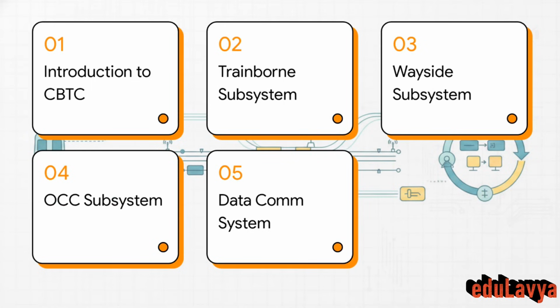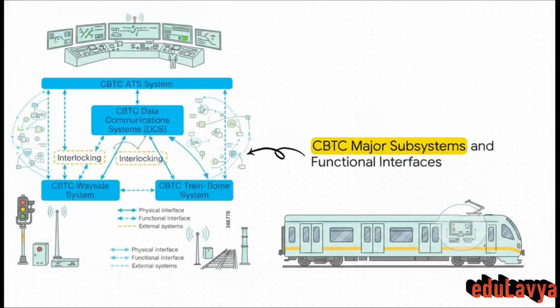1. Introduction to CBTC. 2. The Trainborne subsystem. 3. The Wayside subsystem. 4. The OCC subsystem. And finally, 5. The data communication system. Think of the overall architecture as our master blueprint.